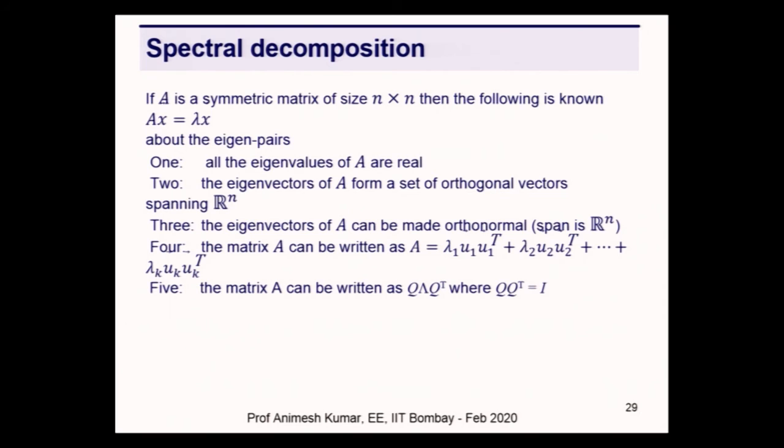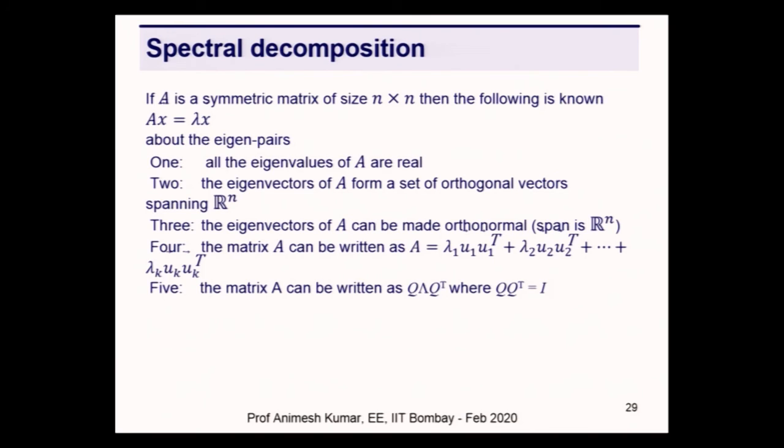Now let us say that lambda 1 to lambda n, yeah, this should be lambda n, are the eigenvalues, and the corresponding eigenvectors are u1 to un. Then the matrix A can be written in this particular form.